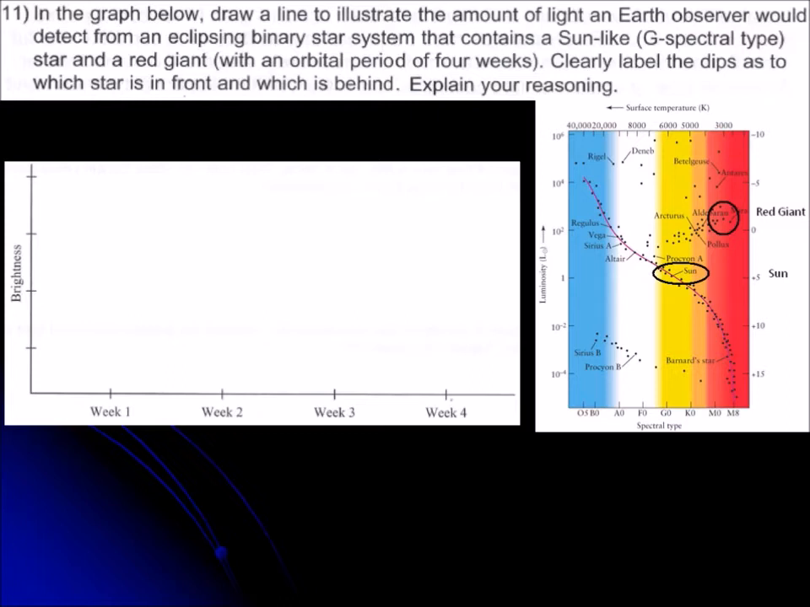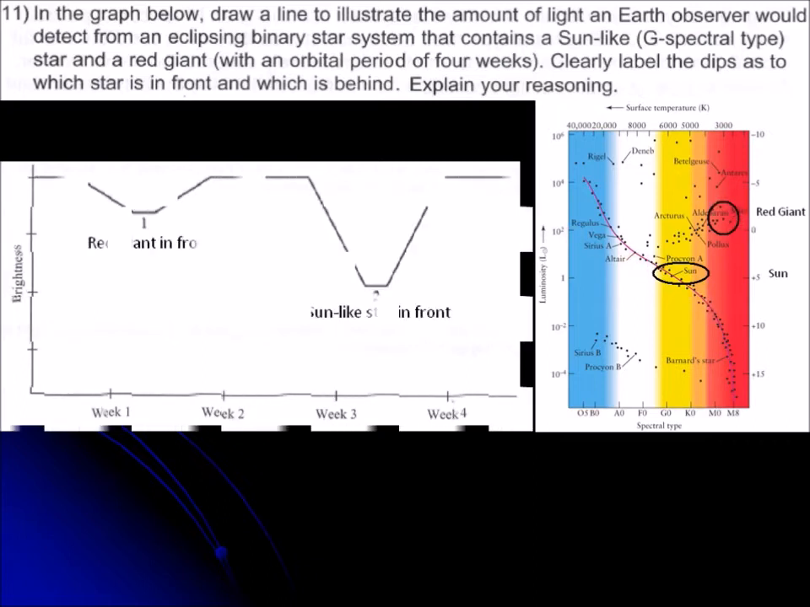Question number 11. Draw a line to illustrate the amount of light we would see from an eclipsing binary system containing a sun-like, a G star, main sequence star, and a red giant. And we're assuming that we can see them side by side and they will be eclipsing one another. We can see that the sun is going to have this luminosity, whereas the red giant is going to have this luminosity. Also, the red giant is going to be way larger than the sun in size.